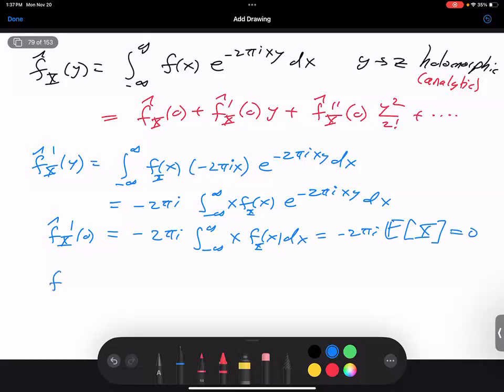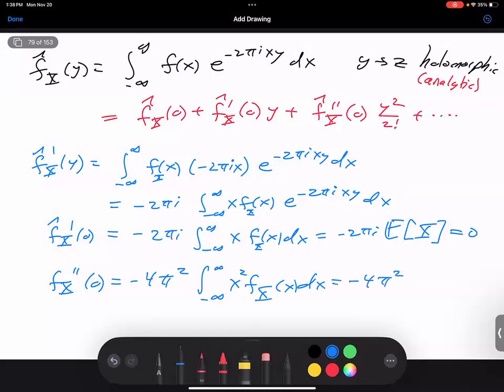Let's look at the second derivative at 0. I hope you all agree that after some algebra, you would get 4 pi squared with a minus sign, because I would just have another derivative coming down, and I would have the integral from minus infinity to infinity of x squared times f of x dx. So that's going to be negative 4 pi squared times the variance of x, which is just negative 4 pi squared.